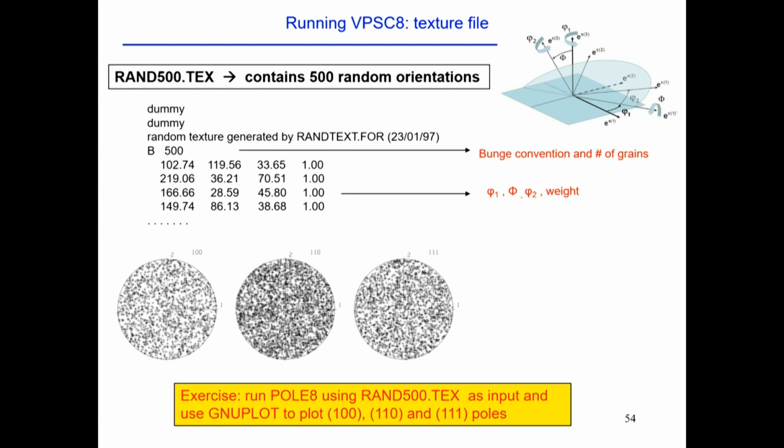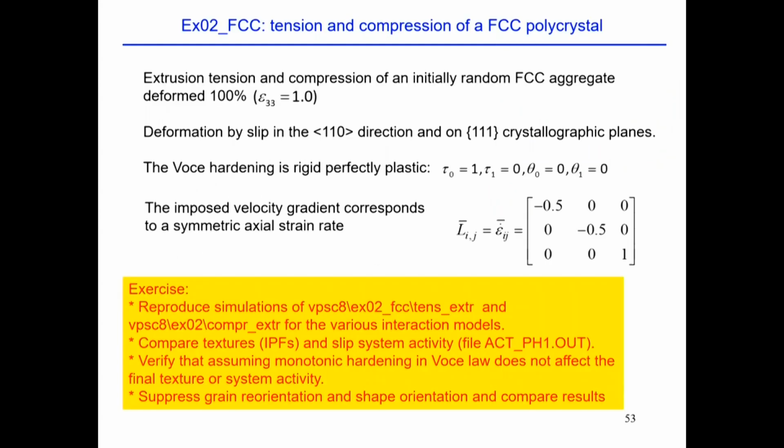So this is the random texture that we are going to be using. These are the poles 100, 110, 111. As an exercise later, I say, why don't you try to reproduce this using pole 8 as a way of practicing with pole 8. So we go back.